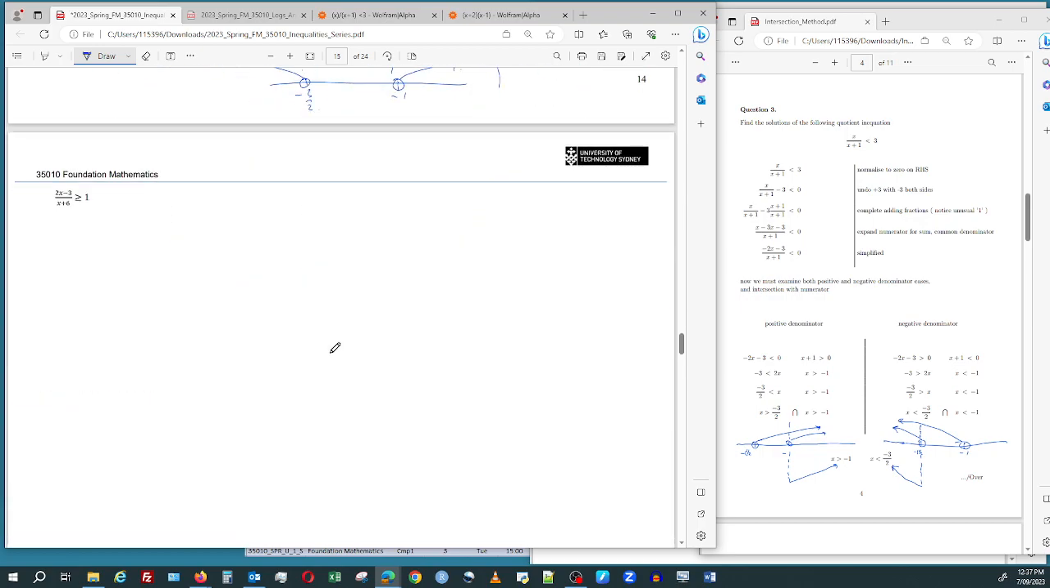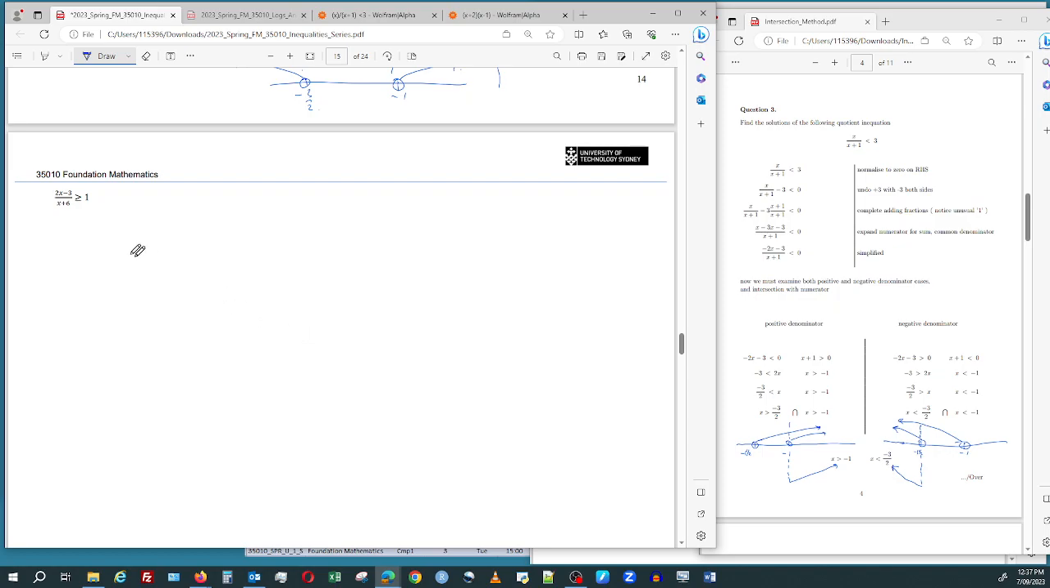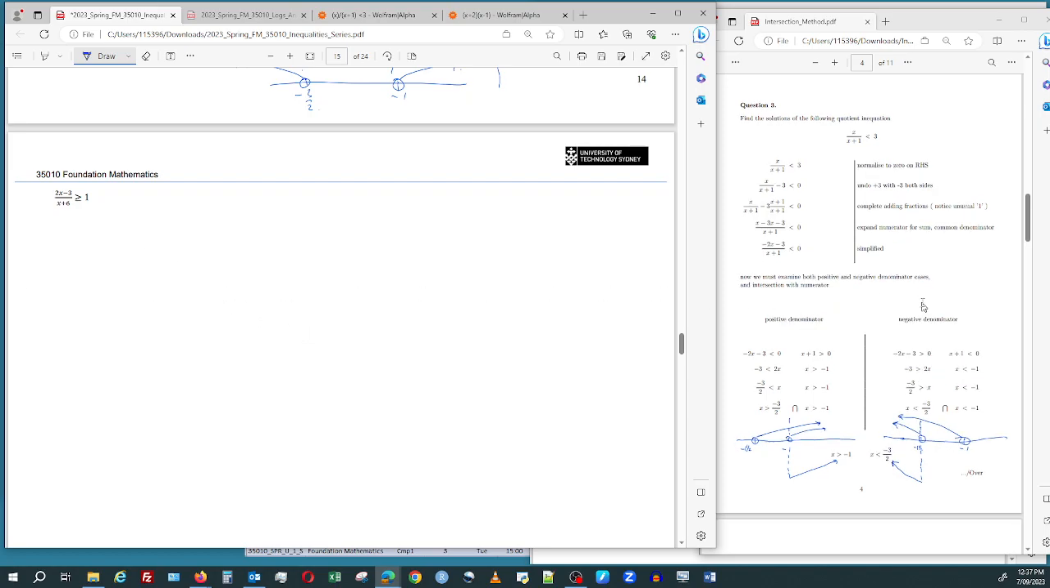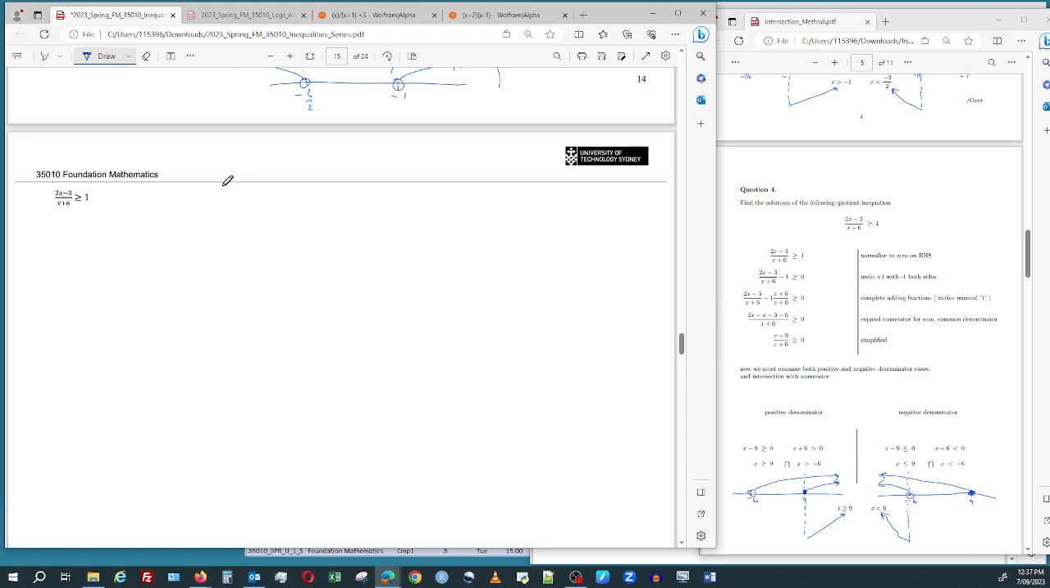I hope you agree. All right, so sequences will be next week. So we'll do this one here, and it's pretty straightforward for us. But again, it's just understanding. So we're going to put this into 0 on the right-hand side. So what you do to one side, you do to the other.